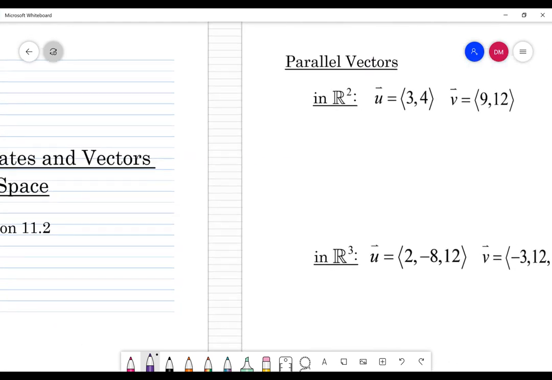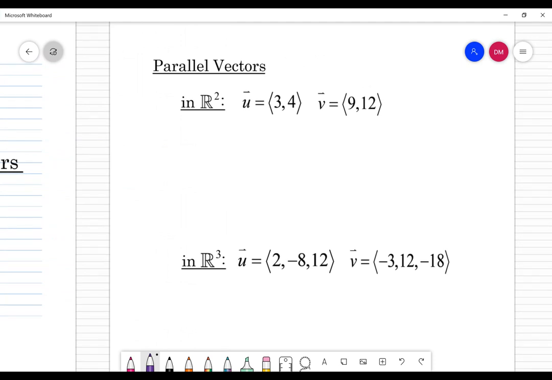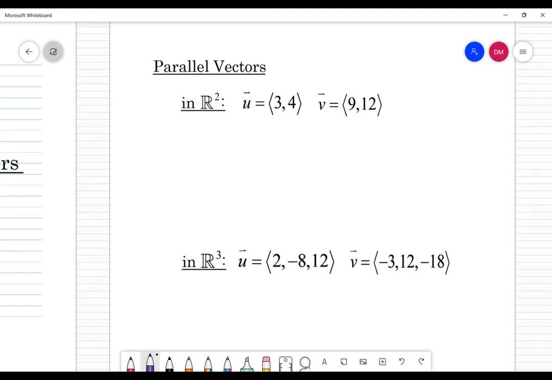So the first one is parallel vectors. Now, you may remember how to do this in 2D. If you don't, it's going to make so much sense. Now, in 3 dimensions, when we're in R3, we have our vectors in space. It's going to look a little bit different. So let's just start with R2 here.